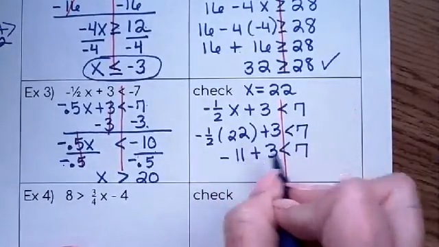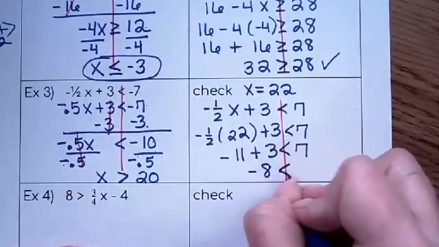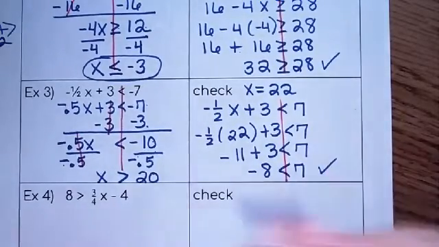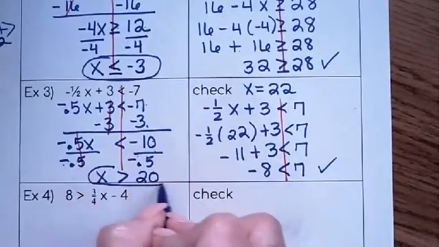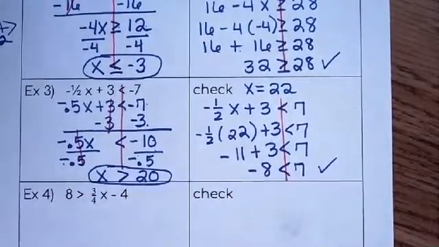Now, negative 11 plus 3. That is negative 8. Is negative 8 less than 7? Absolutely. Again, negative numbers are always smaller than positives. So that checks out, and I know my answer here is good to go. Okay? Pause your video and let's copy this down.